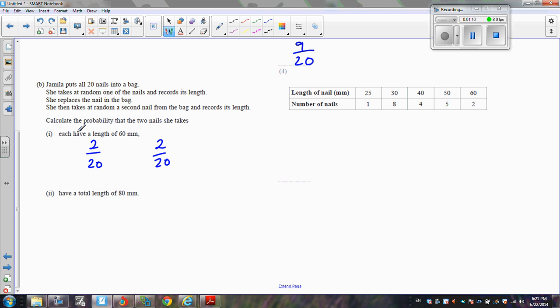Now we want the probability that both nails, in other words the first nail and the second nail, both have a length of 60 millimeters, which means we're going to multiply together the probabilities. Might be a bit easier, although you don't have to, to realize that each of these probabilities is just 1/10, and if you do 1/10 times 1/10 you get 1/100th.